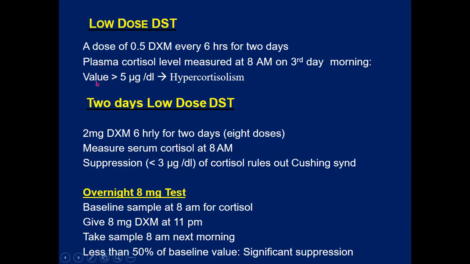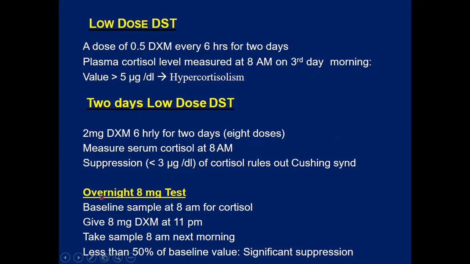In this case, if the level remains more than 5 micro, then it is hypercortisolism. It is given for 2 days, 6 hourly, then measured on the third day of the morning at 8 a.m. Then it is 2 days, low dose, 2 milligram, 6 hourly for 2 days. If the suppression is less than 3 microgram, it is in percentage of the microgram suppression. This is not the value. Then it rules out Cushing syndrome.